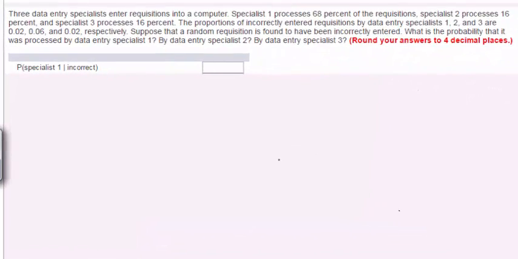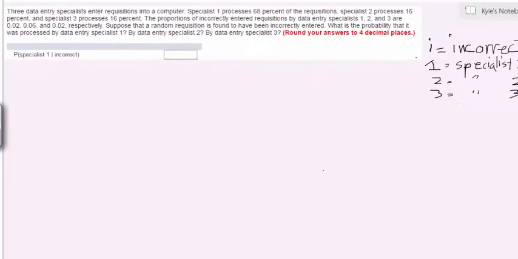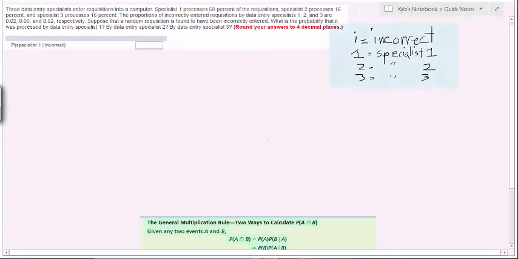Okay, just like every other problem we do, we first want to pull out the information that they give us in the problem. I also created some shorthand. Lowercase I means the requisition was incorrectly entered. A 1 indicates that specialist 1 did the requisition, and 2, 3, and so forth. Just so it'll save some writing for us. That's what those mean.